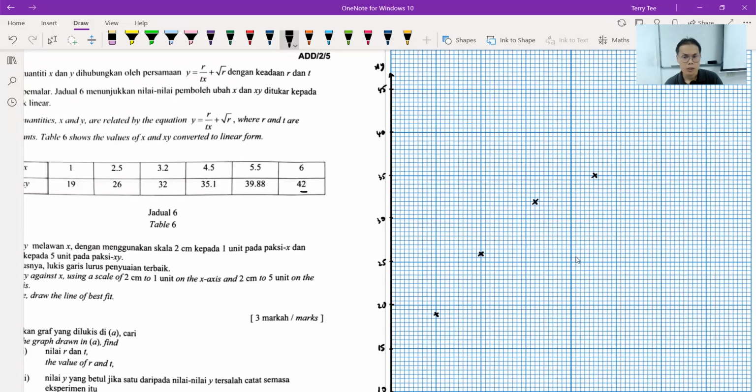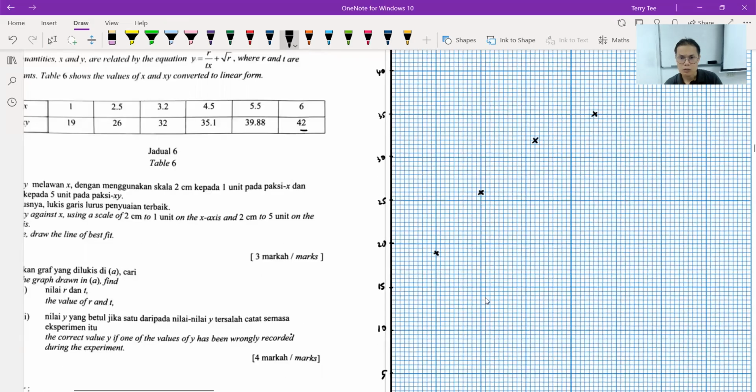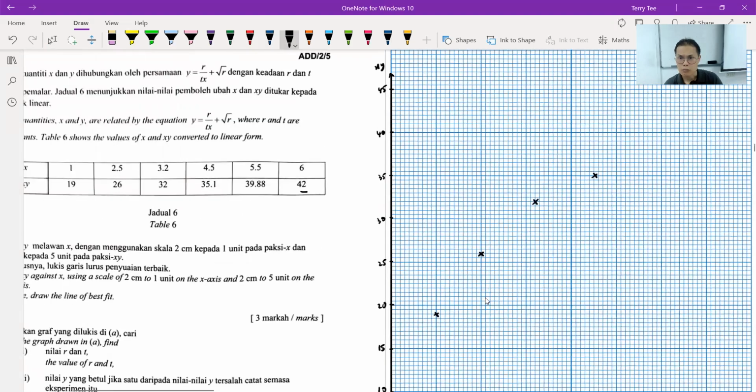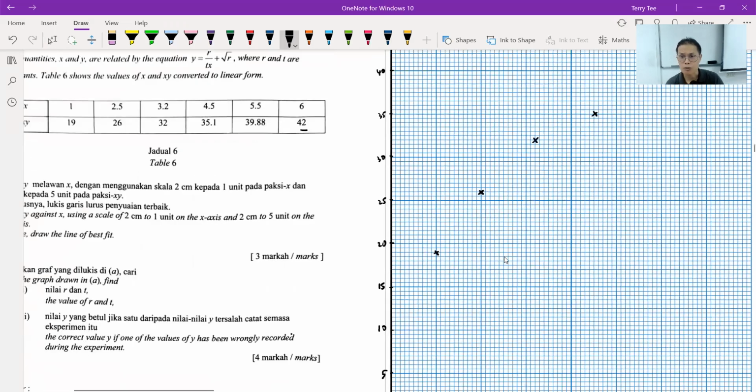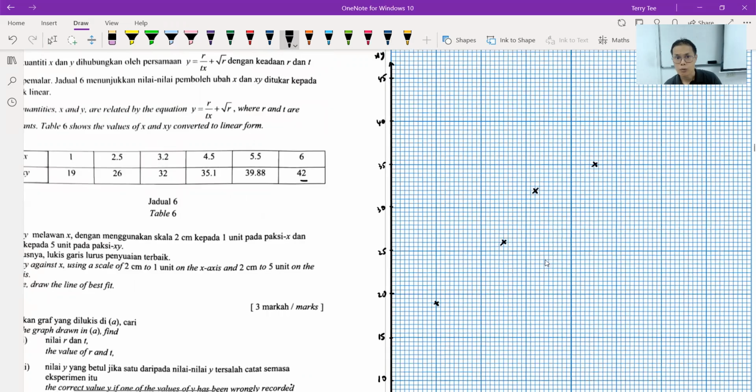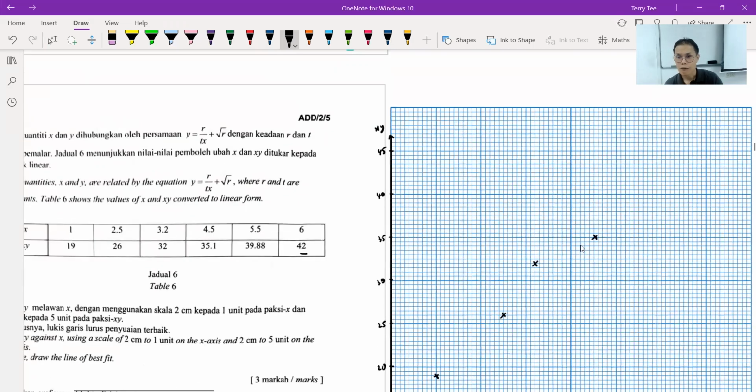It should be closer. Okay, I wonder whether my graph is all right because my first point is a bit off. No, 2.5 and 26. Okay, I made a mistake in 2.5. 2.5 is supposed to be here. 2.5 and 26 should be here. Okay, next we do 4.5, 35.1.